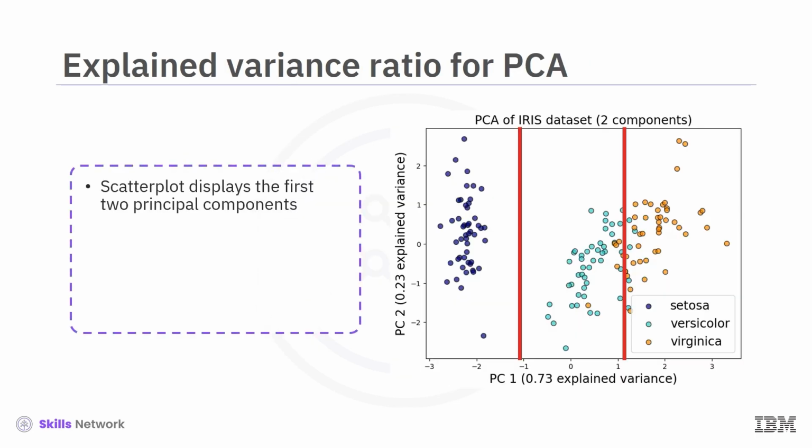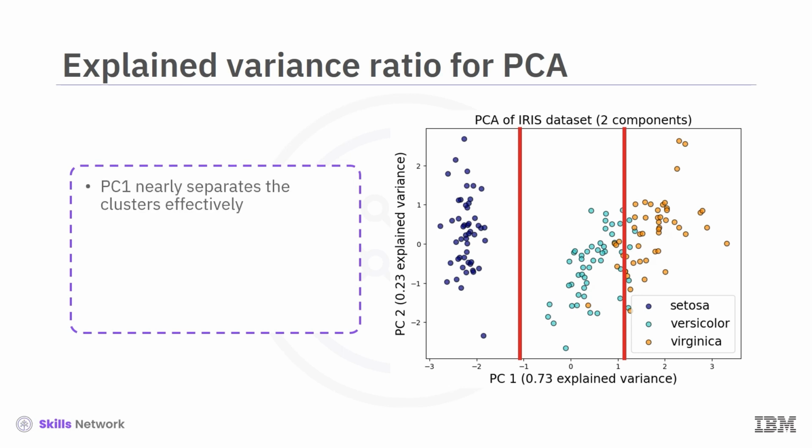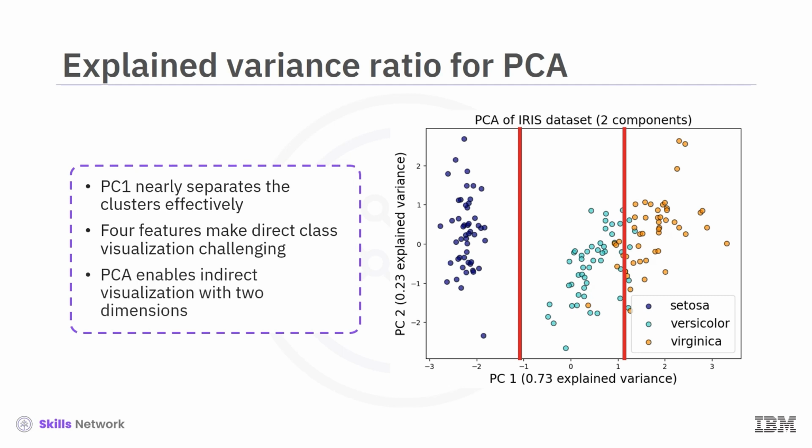This scatter plot shows the first two principal components, PC1 and PC2, from the PCA analysis of the iris flower dataset, with points color-coded by species: setosa, versicolor, or virginica. PC1 is dominant, nearly separating the clusters as indicated by vertical lines. With 4 features in the iris dataset, direct visualization of classes is challenging. PCA allows for indirect visualization using just 2 dimensions.